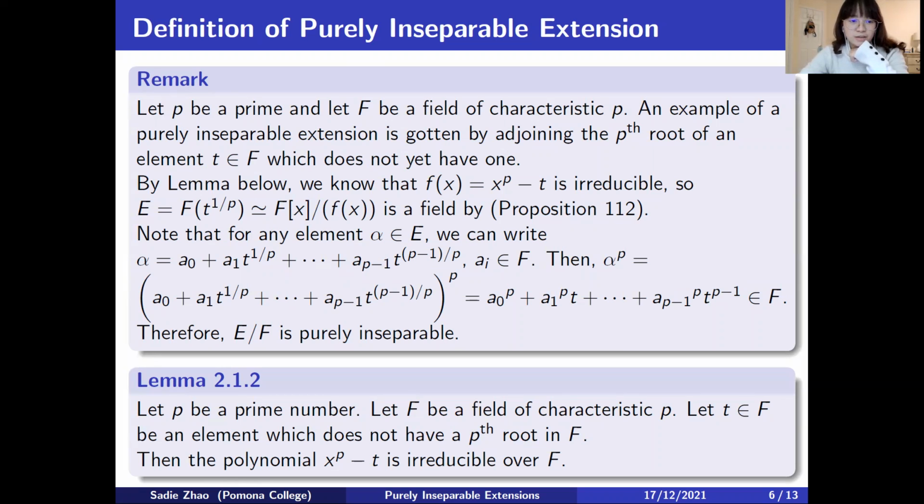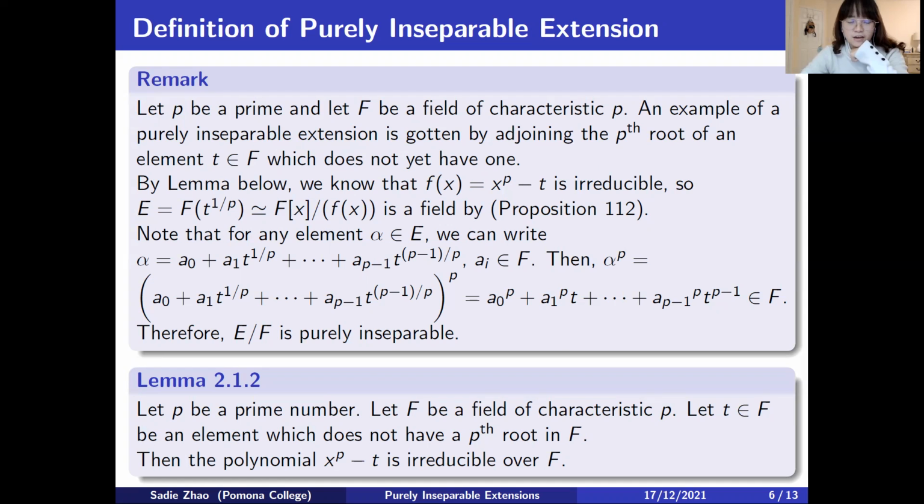And here is the important remark, which you can also see as an example of how we can find a purely inseparable extension. So let p be a prime and let F be a field of characteristic p. We consider one element t in F, and we can get a purely inseparable extension by adjoining the p-th root of t. Of course, this is based on the assumption that the p-th root of t is not already in F.